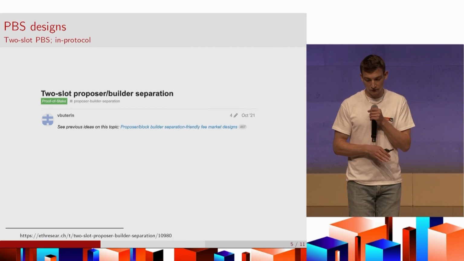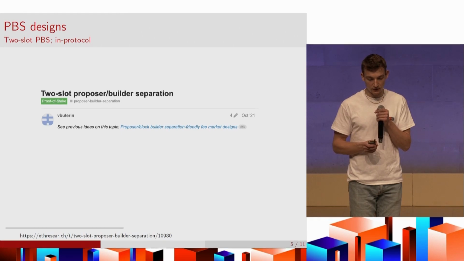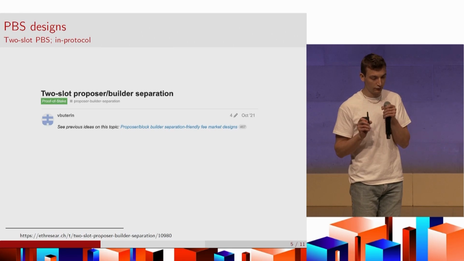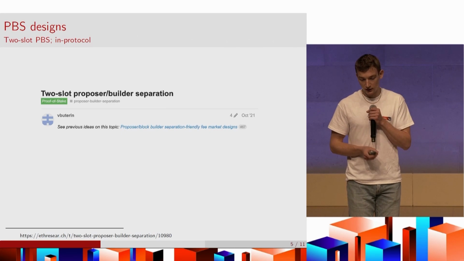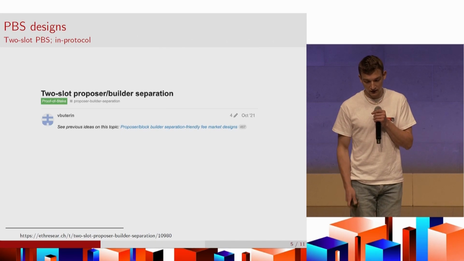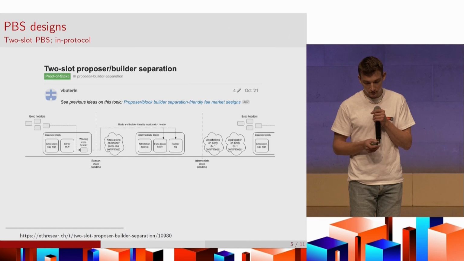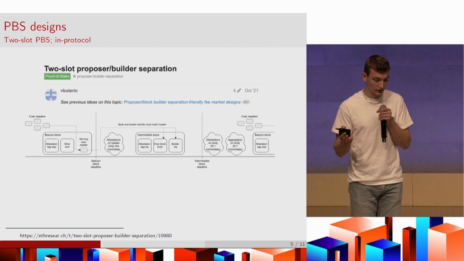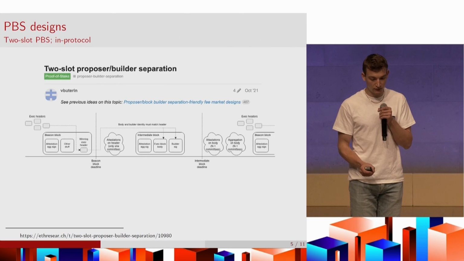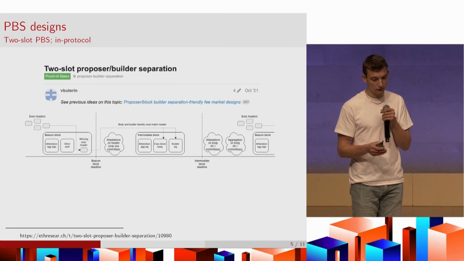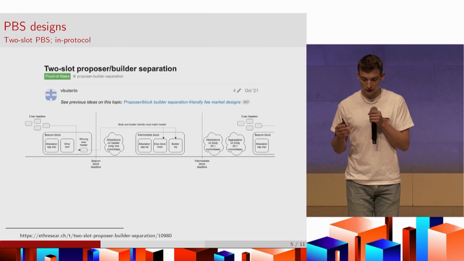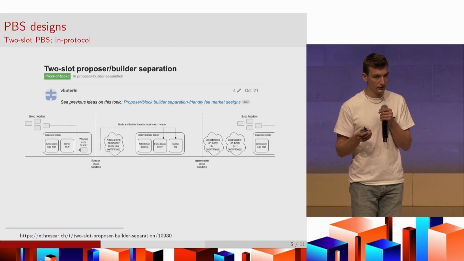And I would say for the past 2 years about, this has been historically what people referred to as enshrined PBS or in-protocol PBS. And this is a post from Vitalik, and he presents this idea where you separate each slot into 2 blocks, basically, or 2 slots. So there's a beacon block. The beacon block contains some commitment from a builder to build a block, and the intermediate block, or the builder block, actually includes the set of transactions.